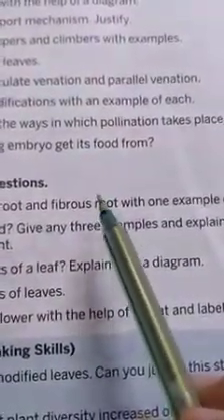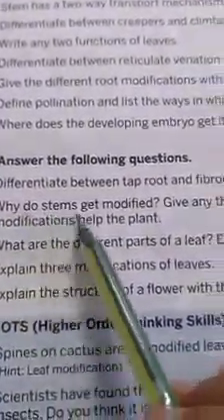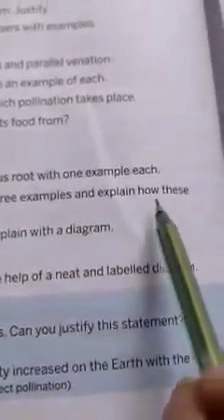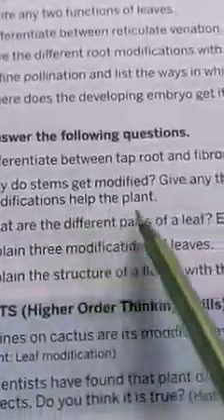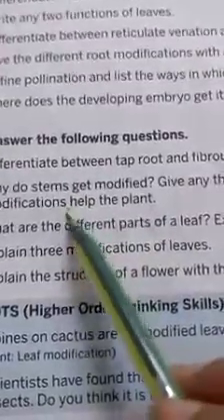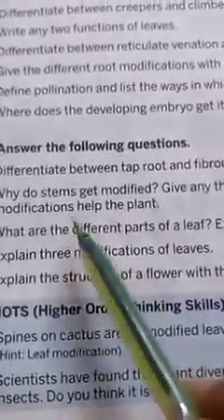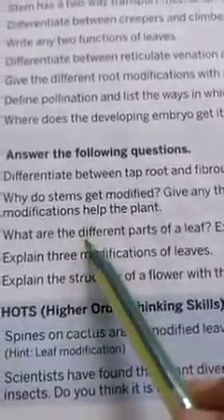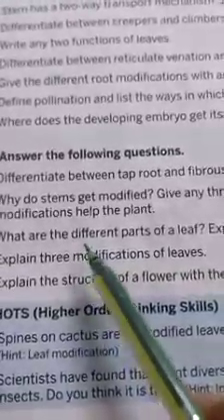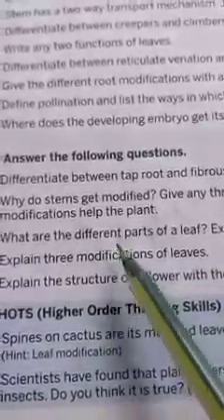anchorage, water and nourishment. Now, dear students, second question: why do stems get modified? Give any 3 examples and explain how these modifications help the plant. Dear students, the stem of a plant gets modified to perform a special function. Vegetables like potato, onion, and ginger are underground stems that store food. Underground stems get modified into 3 main types, that is tuber, bulb, and rhizome.